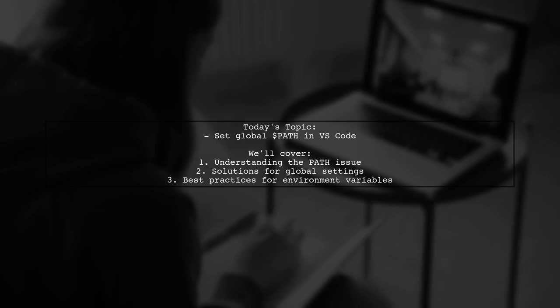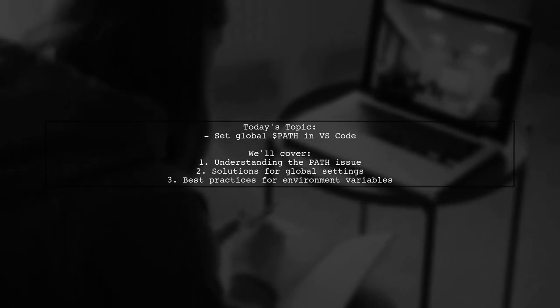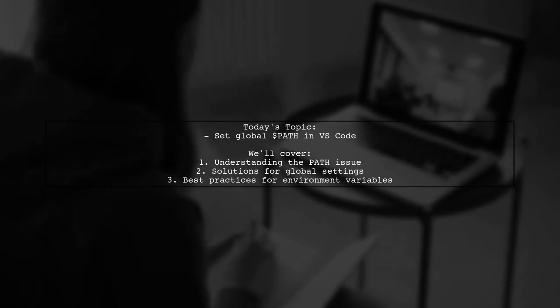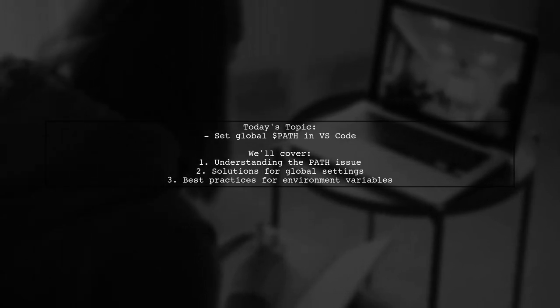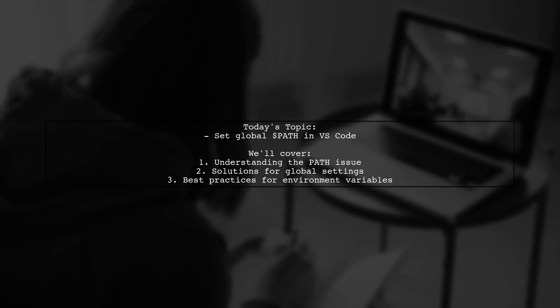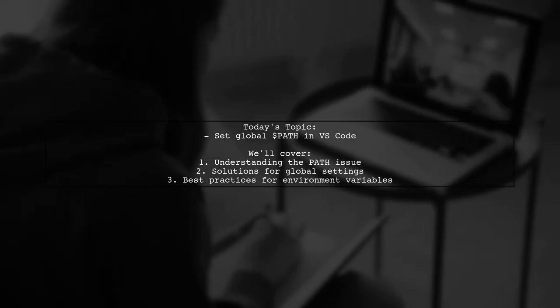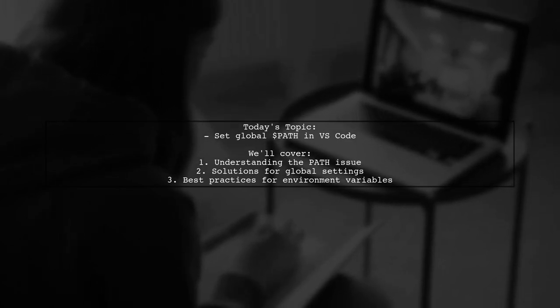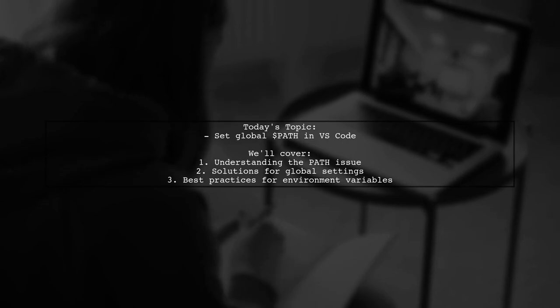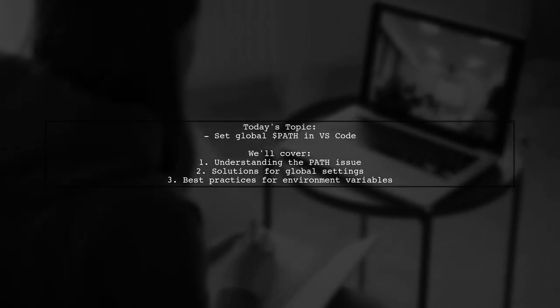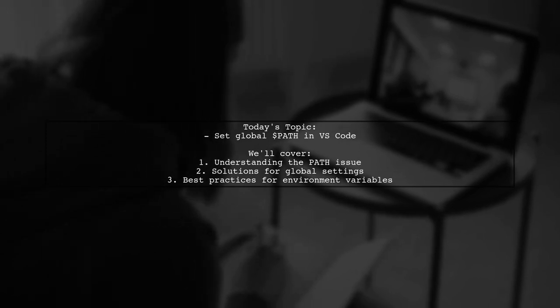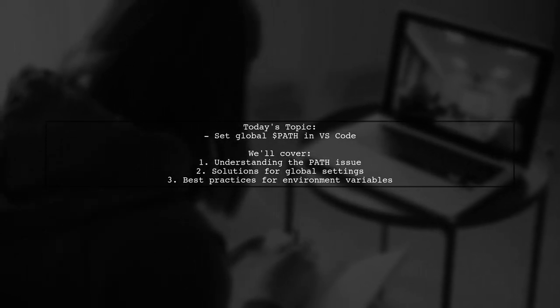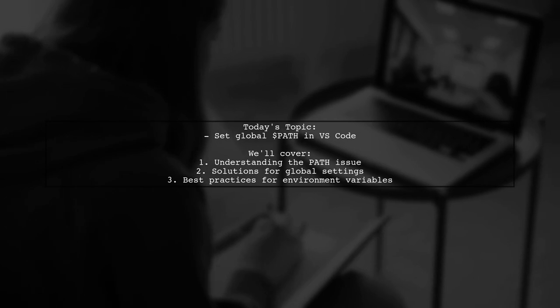Today, we're tackling a common issue that many Mac users encounter when working with Visual Studio Code. Our viewer is trying to define a custom path environment variable in their bash profile, but they're running into a roadblock. They want to know how to globally set the path variable in VS Code, since it doesn't automatically read their bash profile. Let's dive into this challenge and explore how to make VS Code recognize those custom paths.